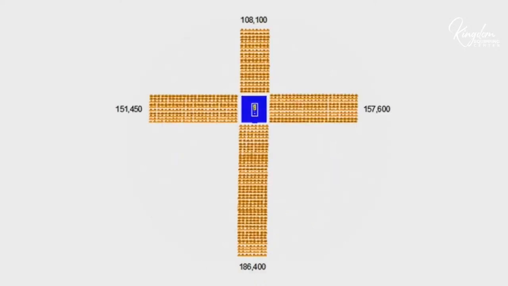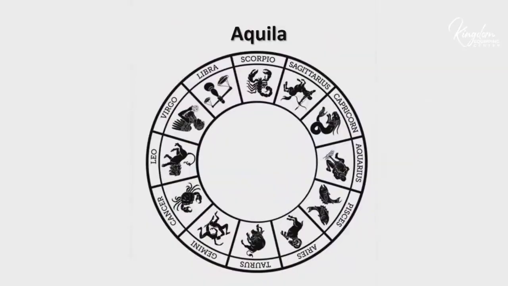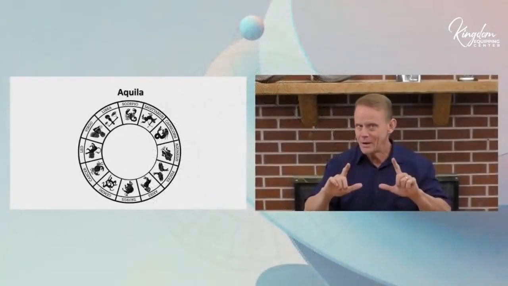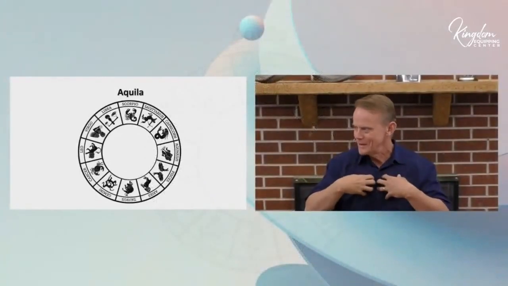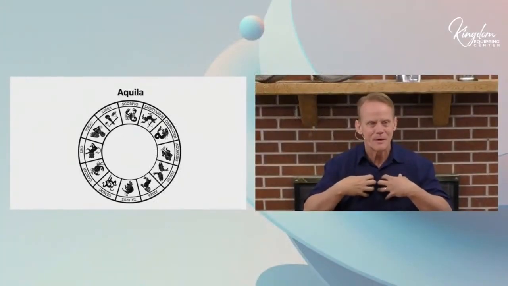Let me see if I can get back to the one that I wanted to do. Right there. Above it is Aquila, the eagle. In the constellations, Aquila is represented as an eagle. And so it is here in the Zodiac as well, the four faces of God. And Jesus is the one who is fulfilling these and making a way for us. Again, he is the Merkabah.